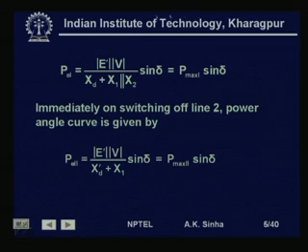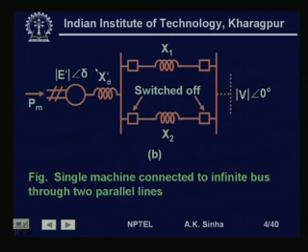Now, in this system, the power flow when both the lines are working will be given by the voltage E dash into V divided by the total reactance, which is between these two voltage sources, into sine of delta, the angle between these two voltage sources. This is 0 and this is delta. So, the angle difference is delta.